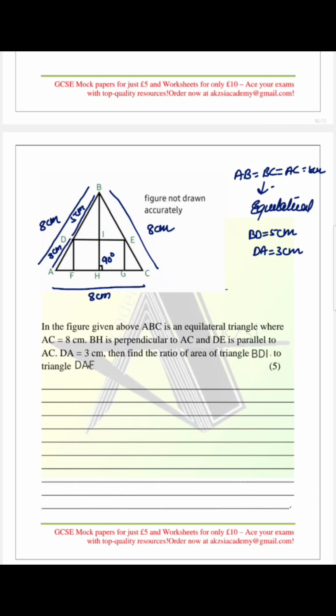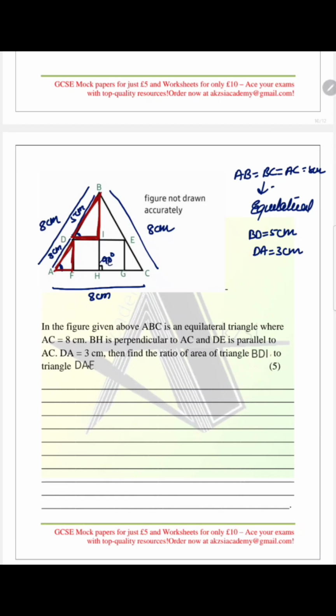So one thing is mentioned, that DE is parallel to AC, and if it's so, then BA will be transversal clearly, and then this angle and this angle will be the same. So our focusing triangles are this triangle and this triangle, and we have to prove all the corresponding angles are equal. In this way, we'll be able to prove these two are similar.